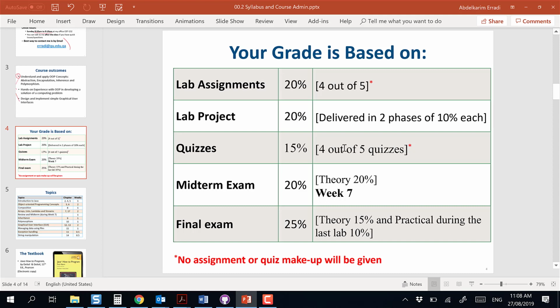Individually, yes. Very good question. The assignment is individual. The project is group work, three students per group, or maybe more. This will be in your lab, with lab instructors.